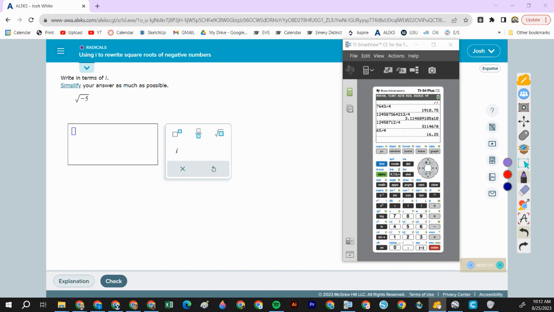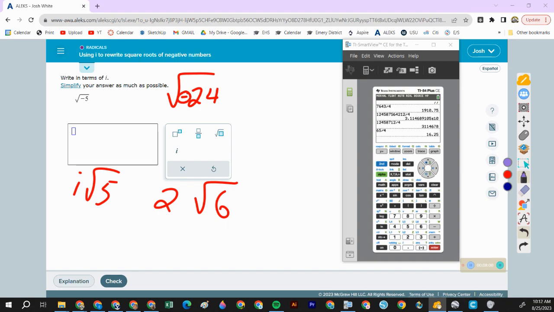So here, we just simplify the roots like we would normally, and then the negative becomes an i. So in this case, does the square root of 5 simplify? No. So this would just be i root 5. But what if it was the square root of -24? Does 24 have any perfect squares inside it? Which one? 4. So we square root the 4, and we get 2, and then what's left? The 6, but I need to move the negative to an i.